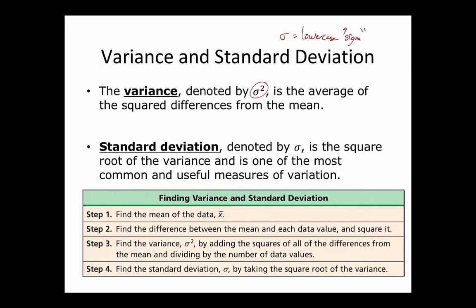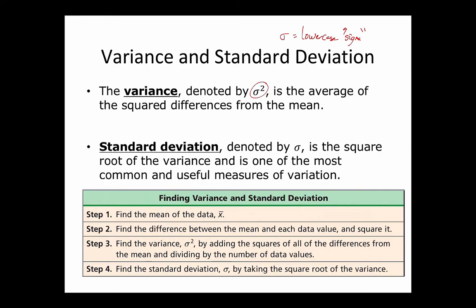Now, to calculate the variance and standard deviation, the first thing we're going to do is calculate the mean of the data, and we're going to use a new label for that. It's an x with a bar above it, which is appropriately called x bar. So not super complicated, not a super sophisticated name. But after we find the mean, step 2 says we're going to find the difference between the mean and each data value and square it. So we're going to subtract the two values and square it.